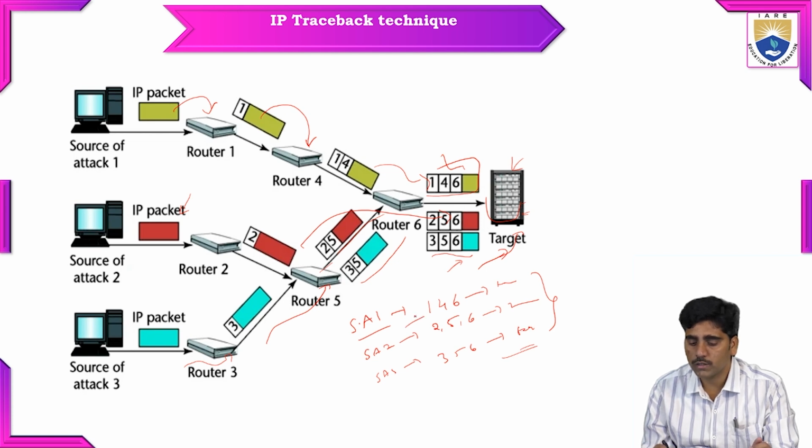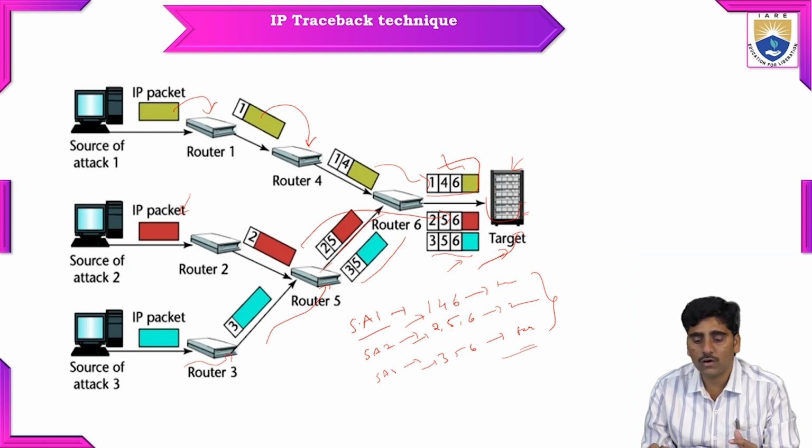So at this moment we noticed all the attack paths here. When performing an IP traceback technique, we have to perform either link testing, packet marking, or packet logging. You can use any of these techniques to identify the attack sources.